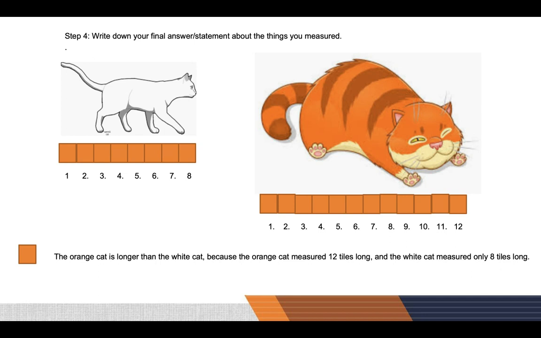Step 4. Write down your final answer or your final statement about the things you measured. The orange cat is longer than the white cat because the orange cat measured 12 tiles long and the white cat measured only 8 tiles long. You could also turn this around and say the white cat is shorter than the orange cat because the white cat measured 8 tiles long, whereas the orange cat measured 12 tiles long, and 12 is a larger number than 8.